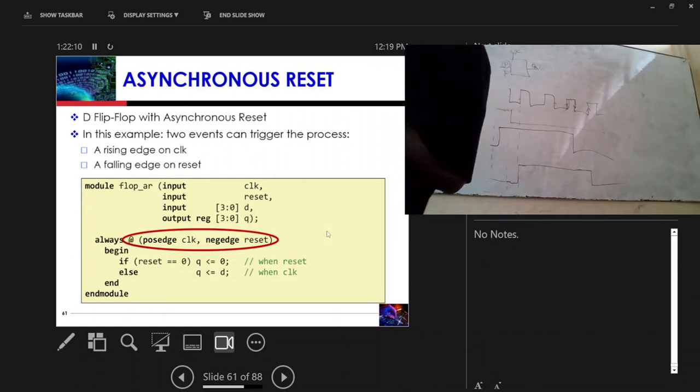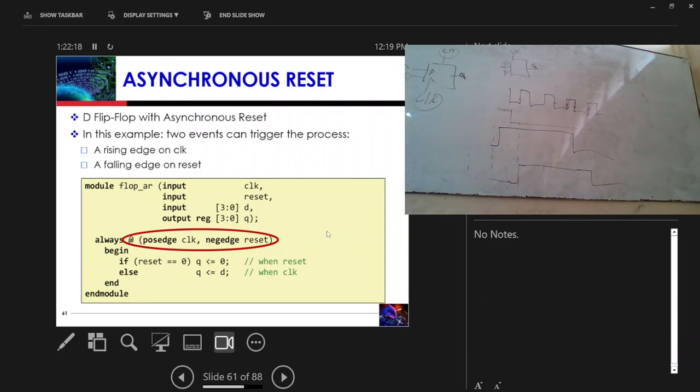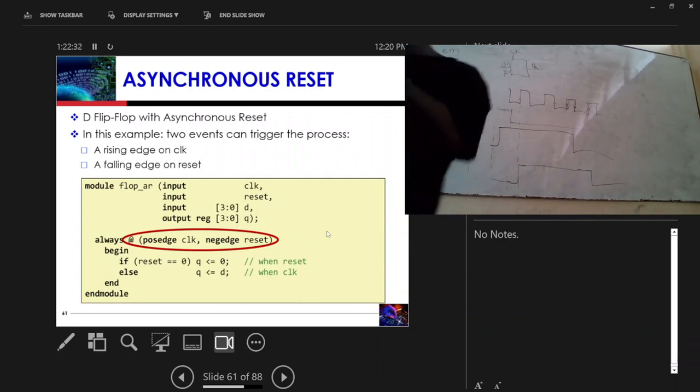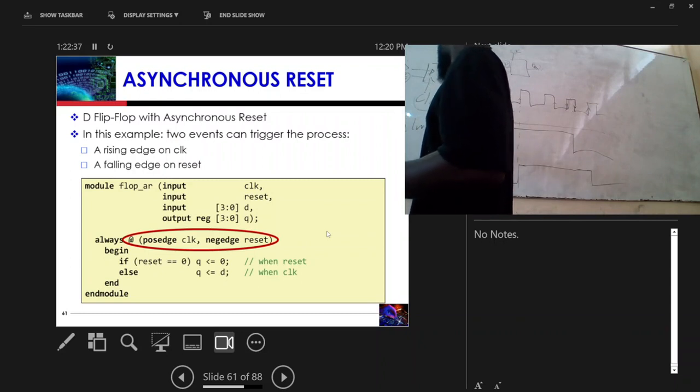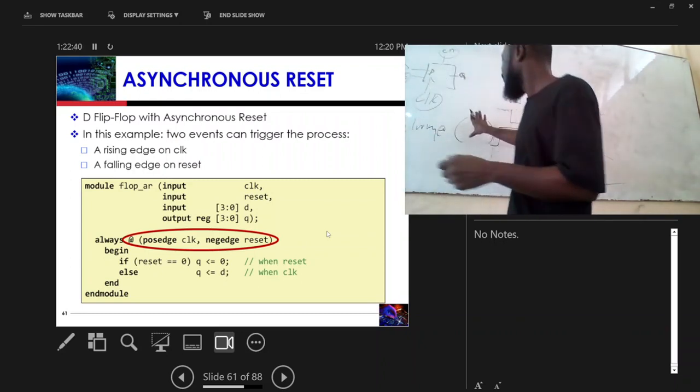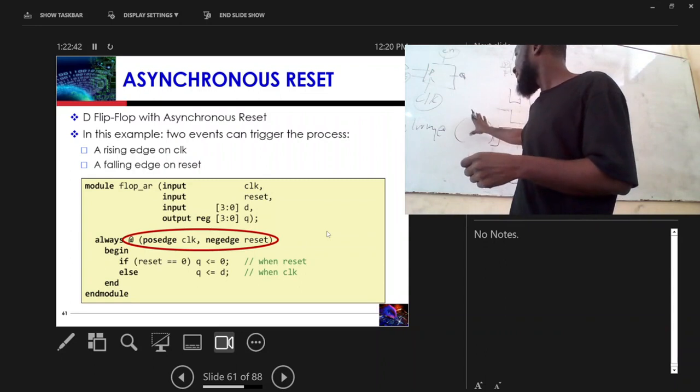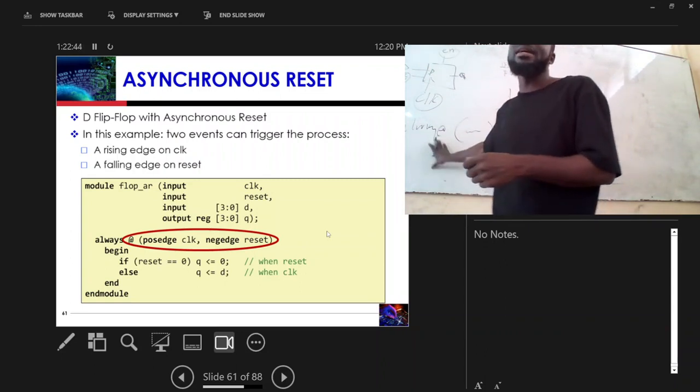Now, this is an example of the code for asynchronous reset, right? As I said, if you have the flip flop with only the clock, it would only be this, right? Now, if you put, let's say, always at positive edge and negative edge of reset, you see that I've added a condition to the always. Anytime anything here changes is when the block gets executed.